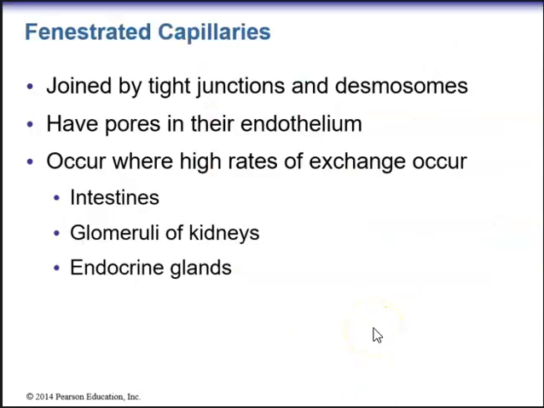Fenestrated capillaries, these are capillaries that are joined by tight junctions and desmosomes. They have pores in their endotheliums, pores to allow molecules or gases to pass through. So fenestrated capillaries occur where high rates of exchange occur, for example, in the intestines, with the exchange of digested nutrients, the glomeruli of kidneys, where we have capillaries that help receive nitrogenous waste products, and then endocrine glands, where we have secretion of hormones.